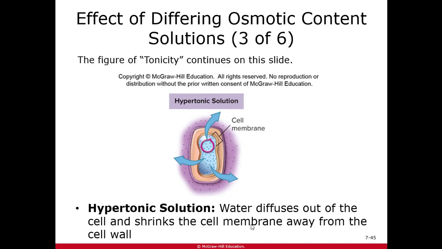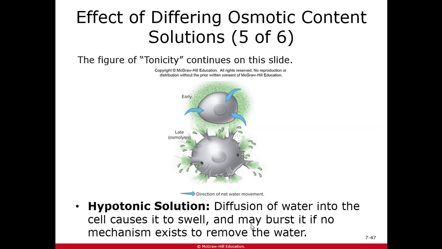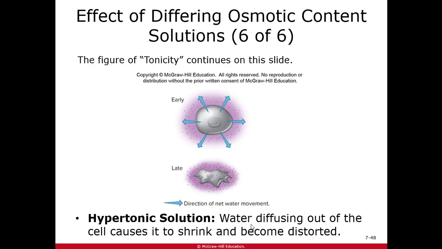Now, there are some cells that don't even have walls. Most do, but there are some cells that don't have cell walls. So in an isotonic solution, same things. Things are going to move in and out of the cell. In a hypotonic solution, if there's no wall, it's guaranteed that cell's going to burst. That's what happens to our cells. And in a hypertonic solution, they definitely are going to shrink up to almost nothing. So cell walls in a bacteria do help it to withstand water differences in different solutions.